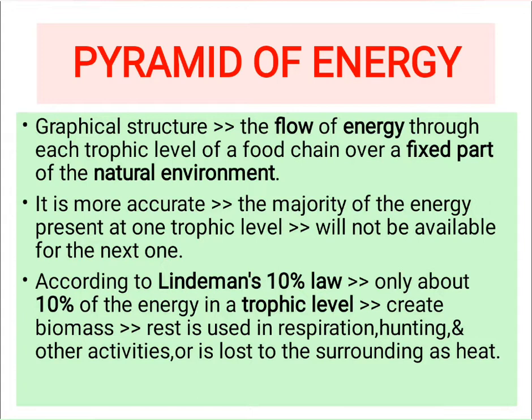This idea is based on Lindemann's 10% law, which states that only about 10% of the energy in a trophic level will go towards creating biomass. In other words, only about 10% of the energy will go into making tissue such as stems, leaves, muscles, etc. in the next trophic level. The rest is used in respiration, hunting and other activities, or lost to the surroundings as heat.